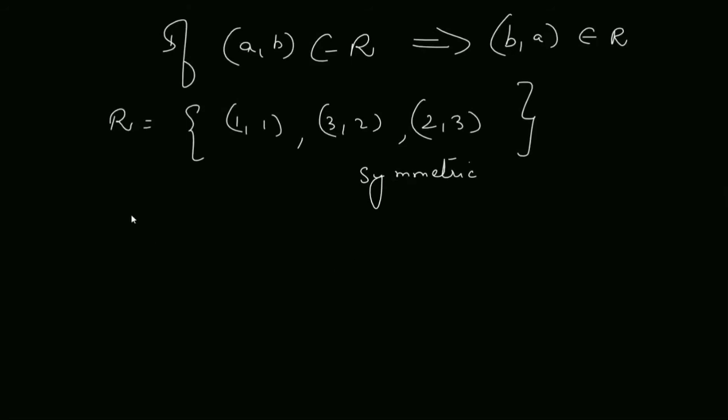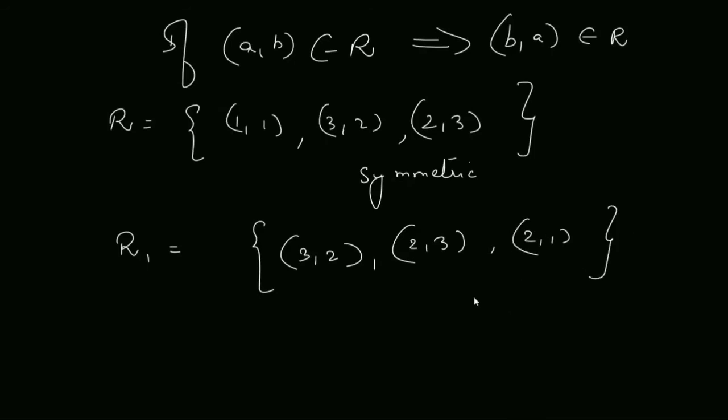Let me give an example of a non-symmetric relation. I'll take (3, 2), (2, 3), (2, 1). Now this is not symmetric. What is the reason? If I take (3, 2), (2, 3) is there. If I take (2, 1), (1, 2) should be there. That's not there. So this is not symmetric.